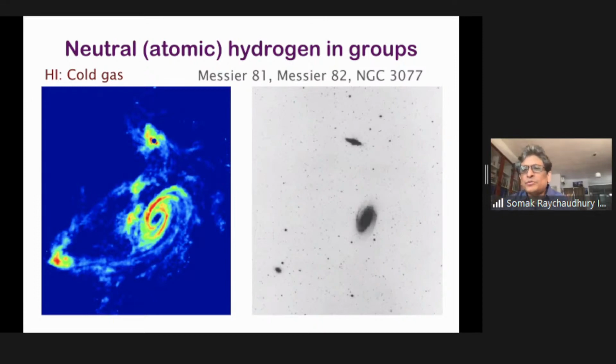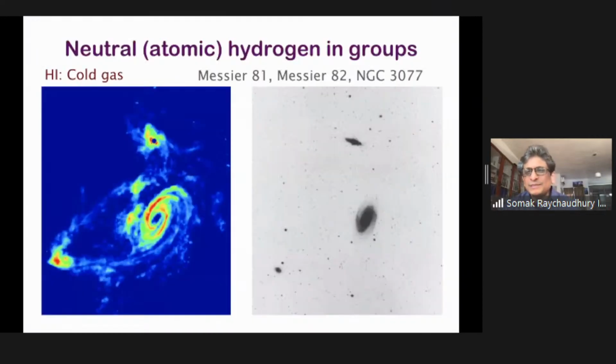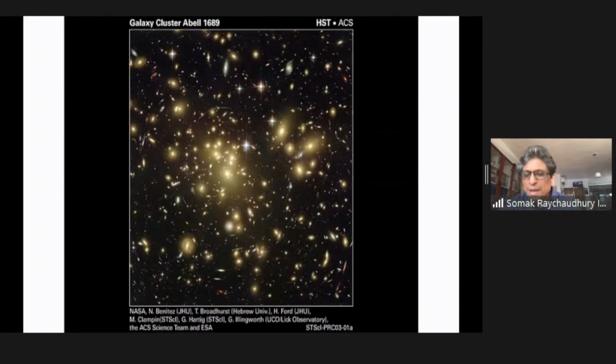So I'm sure other people will do this system next, because this is a very close nearby group of galaxies. And you will see that as you see the cold gas, the atomic hydrogen, being exchanged between the galaxies, you will see the stars also being exchanged. I'm showing you 1689 again, just to contrast between systems like this and systems like this. So imagine now, you have hundreds of galaxies in a cluster. How much interaction is happening between them?